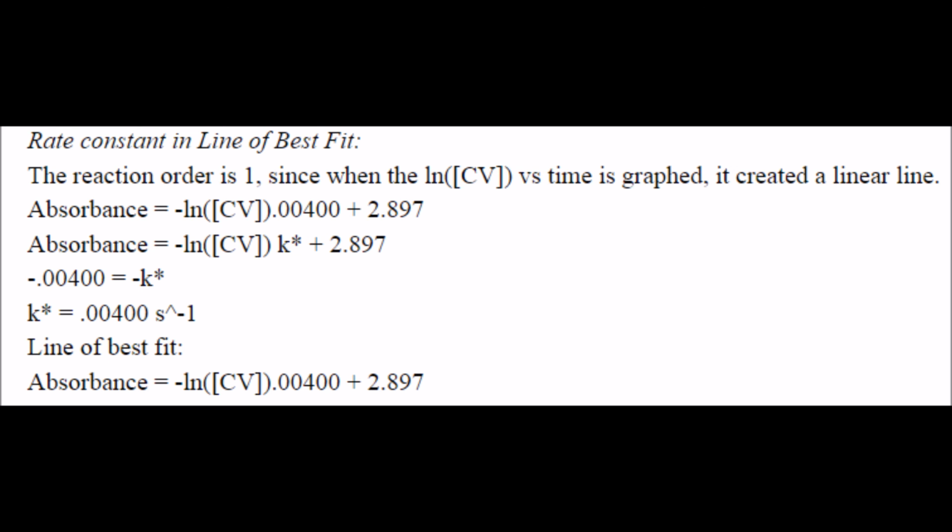Therefore, from this calculation, it is seen that the pseudo rate constant is k star equals 0.00400 seconds to the negative first. The units for this are seconds to the negative first power, since this will ensure that the unit for the rate is micromolar per second.